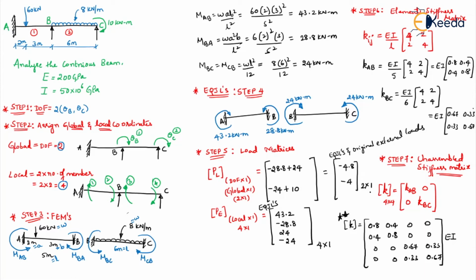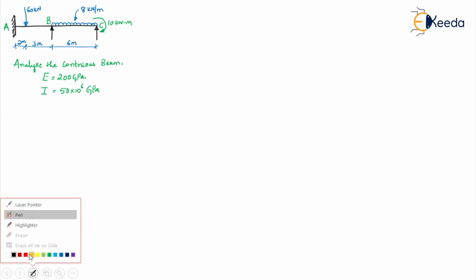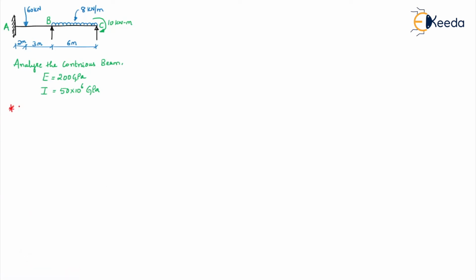Now that we are done with step 7, we need to move further to step 8. So what is your step 8? Step 8 is to form the displacement transformation matrix. What is the notation for that? It is capital A. So what will be the size for this? This will be local into global.